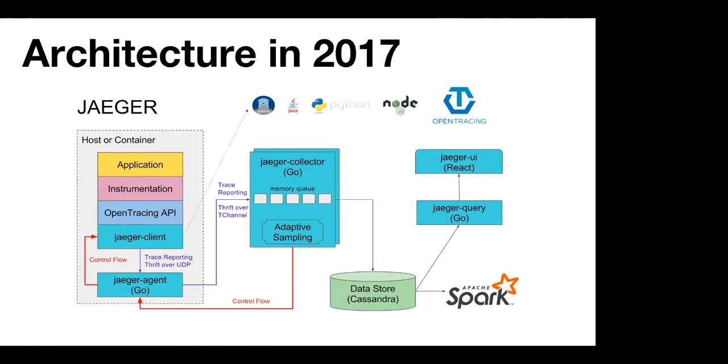So trace reporting, Thrift over UDP. We have a bit of control flow back into the Jaeger client. This has to do with sampling probabilities. This gets pushed into the collector. Again, there's another feedback loop for adaptive sampling into the agent. The collector then forwards them, writes them to Cassandra, and then they're queried out through a Go service. This is the Jaeger that you're probably all most familiar with.